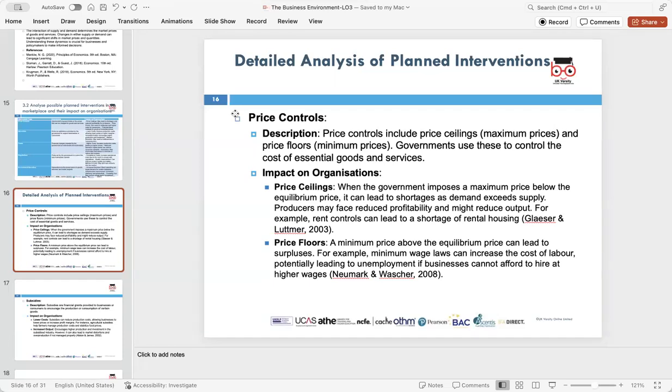Higher cost: minimum wage laws are an example of price floors. They ensure workers receive a minimum wage, but they also increase labor cost for businesses. If businesses cannot afford these higher wages, it can lead to reduced hiring or layoffs. The best example is minimum wage laws, which aim to provide workers with a living wage but can result in higher unemployment if businesses reduce their workforce to manage cost.